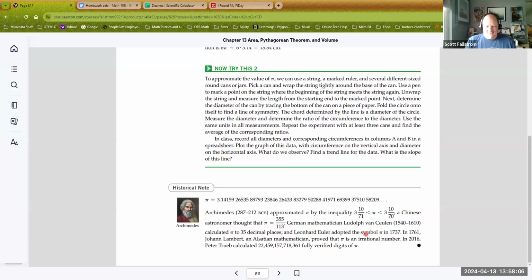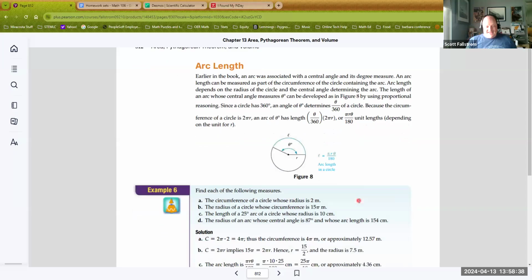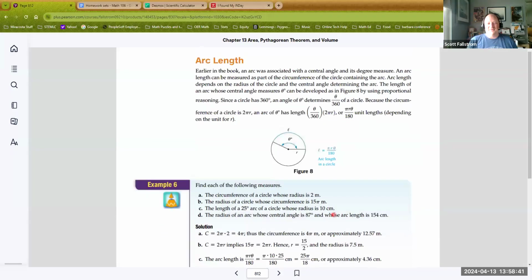And let's see here. In 2016, Peter Trueb calculated 22,459,157,718,361 fully verified digits of pi. There's something for you if you really need something to do with your life. There you go. So there you are.